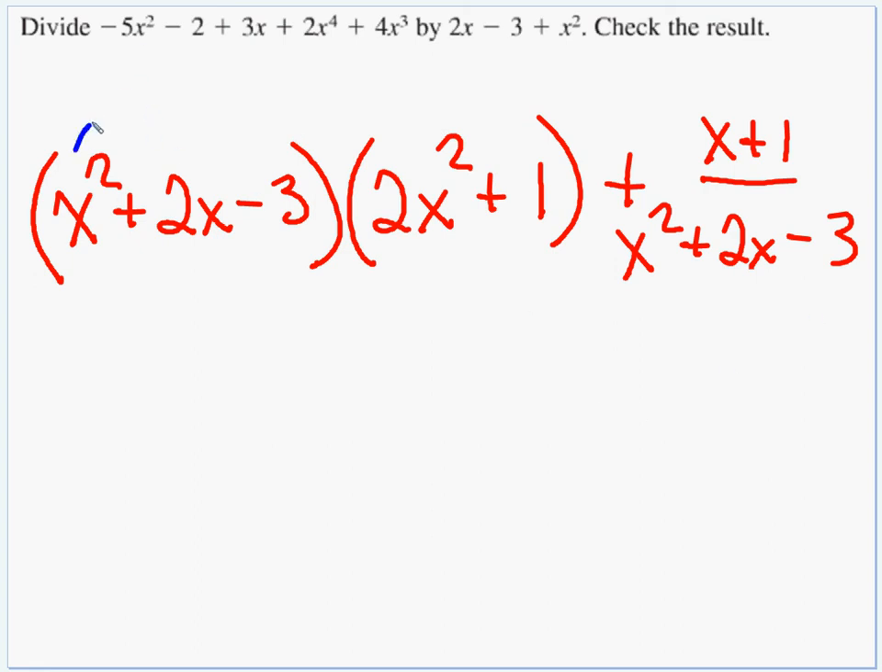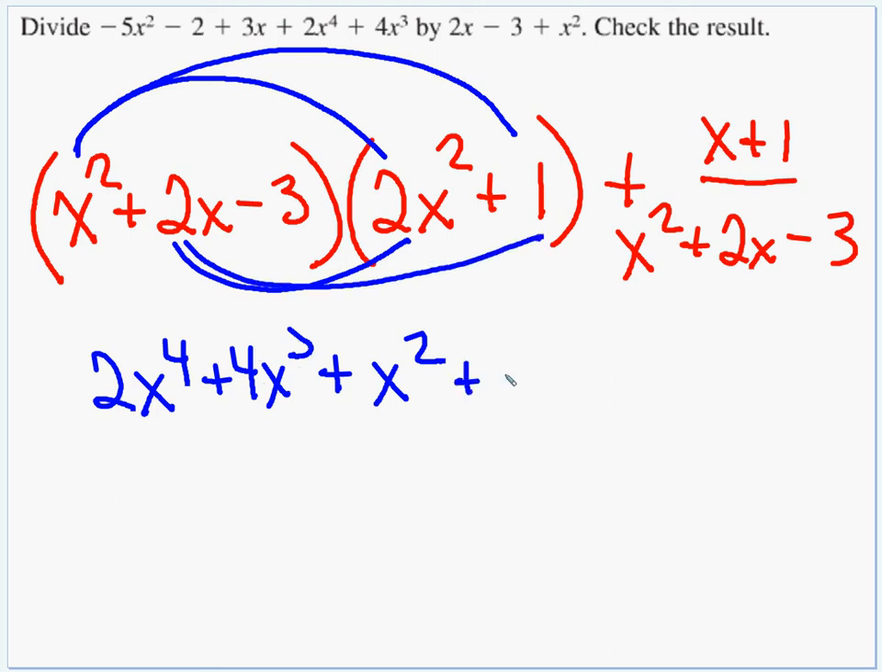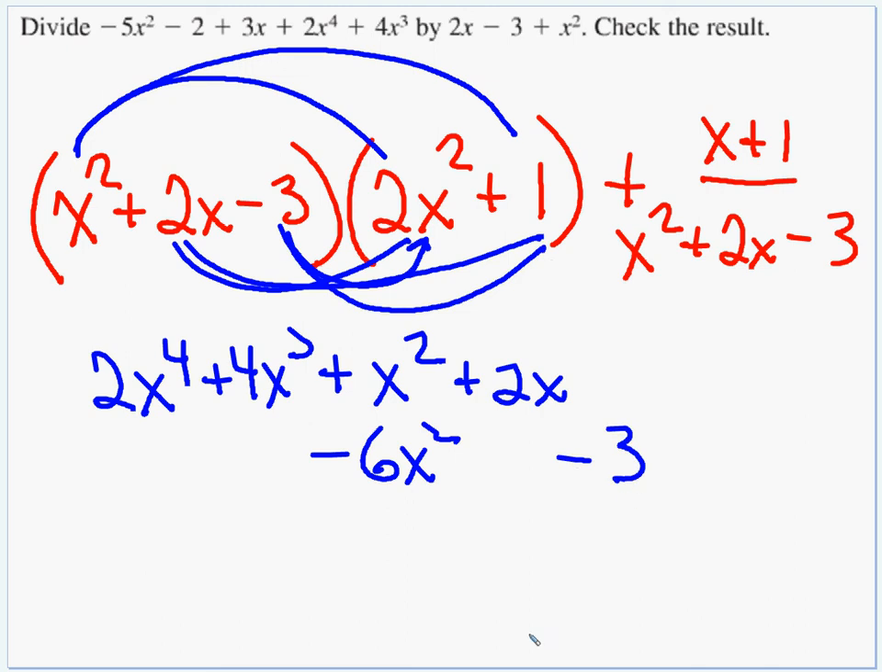Okay, I'll start with blue ink. I'll do the x squared to the 2x squared, so that's 2x to the fourth. x squared to the 1 will be a plus x squared, and I'm going to leave a little gap in there. Now we'll distribute this 2x. 2x to 2x squared is 4x cubed. And then the 2x to the 1 will be a plus 2x. And now finally we distribute this negative 3. Negative 3 to 2x squared is minus 6x squared. I'll put that under the other x squared. And then the minus 3 to the 1 will be a minus 3.